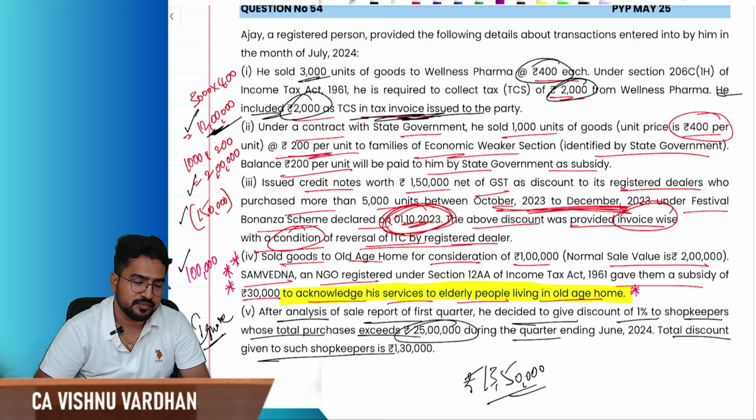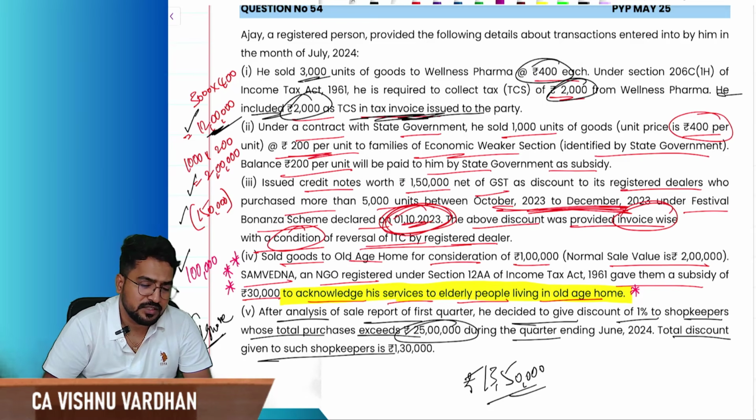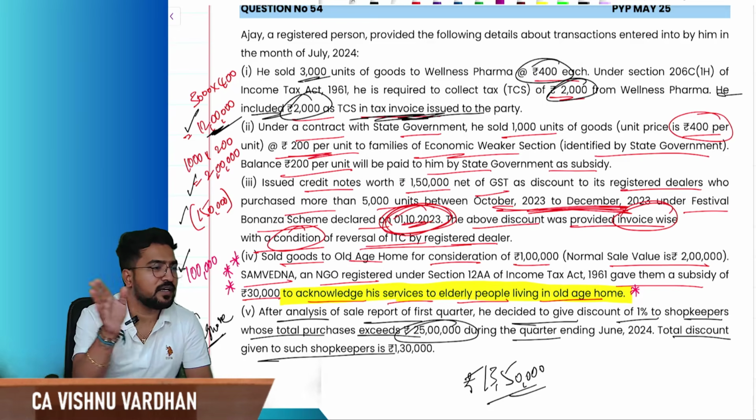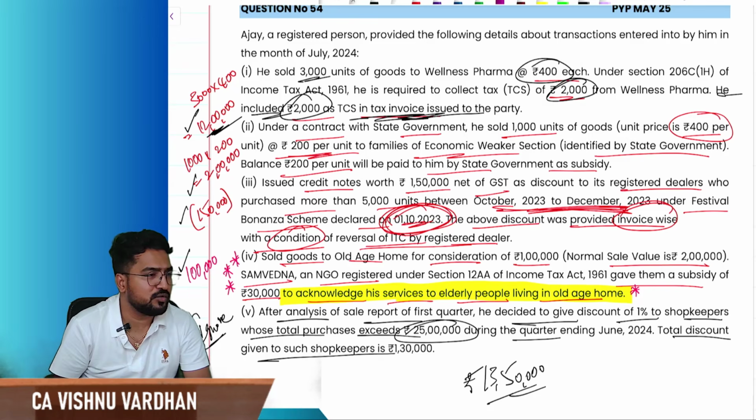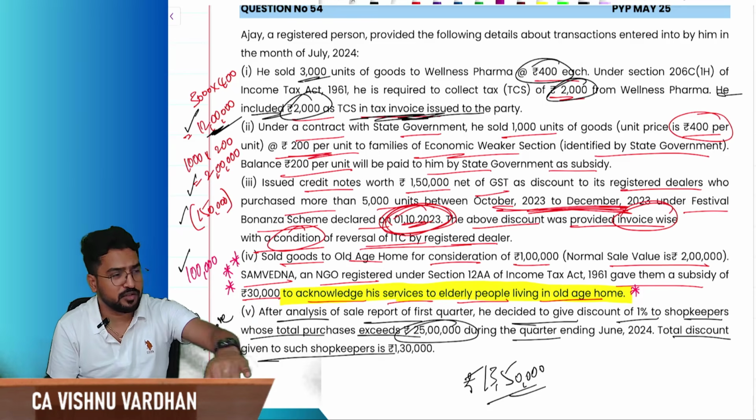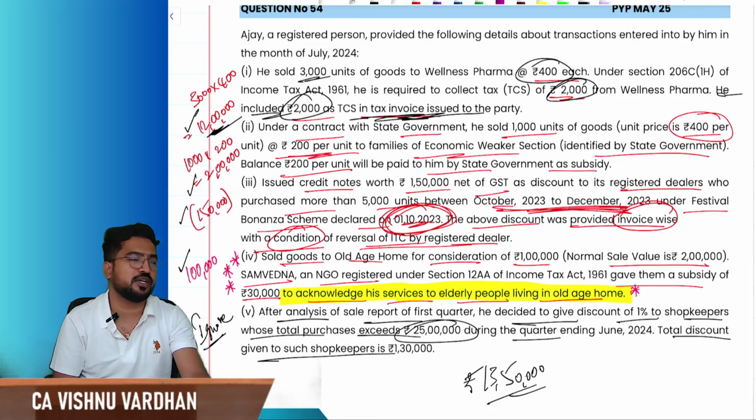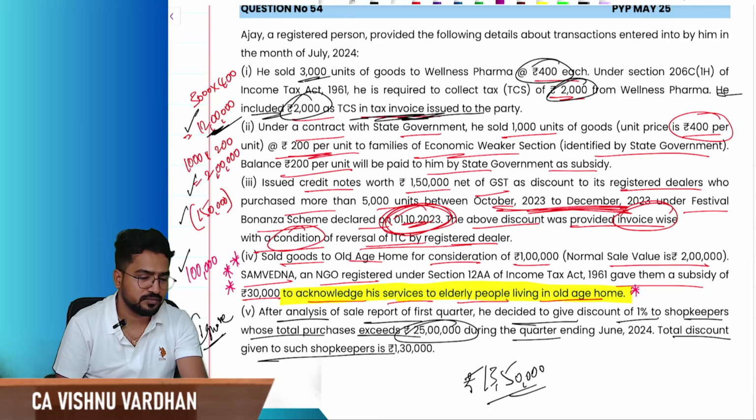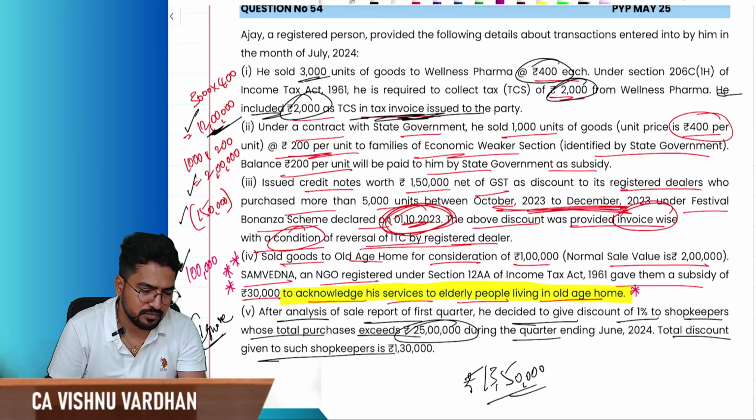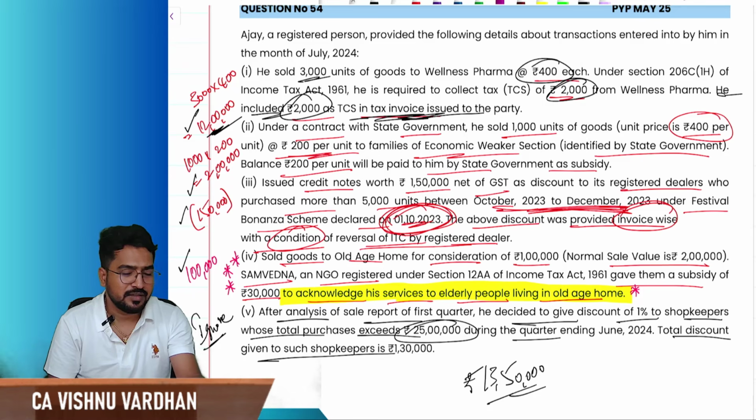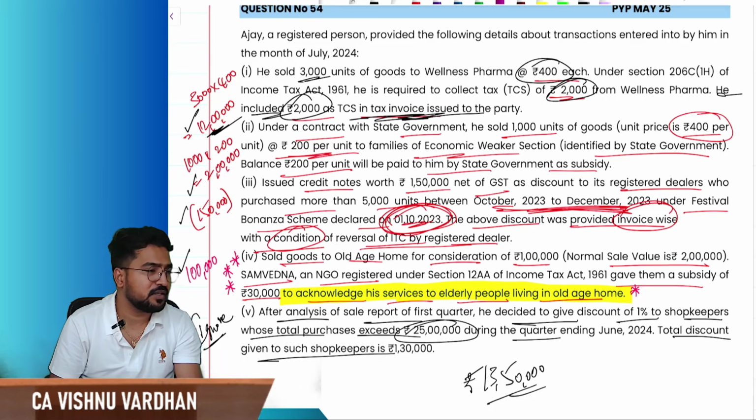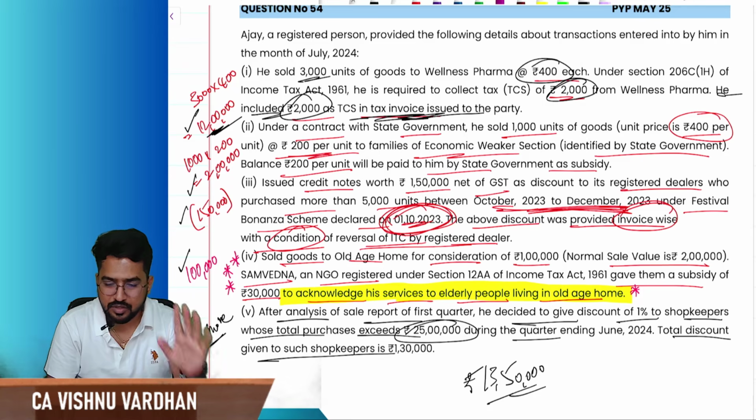When did the sales happen? A credit note worth 1,50,000 net of GST was issued as discount for purchases of more than 5,000 units between October and December. Like I told you about payment within 30 days, if you sell more than 5,000 units I'll give a discount. On 1st October he said that for whatever sales happened from October to December he would give the 1,50,000 discount, and he gave the discount.